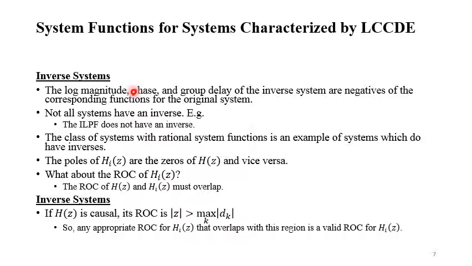Again, you understand that not all systems have an inverse, right? For example, an ideal low pass filter does not have an inverse, because when you low pass a signal, the higher frequencies are removed, and in no way can you reconstruct them. So it doesn't have an inverse system. The class of systems with rational system functions is an example of systems which do have an inverse. In that case, the poles of the inverse system are the zeros of the original system, and similarly the zeros of the inverse system are the poles of the original system.